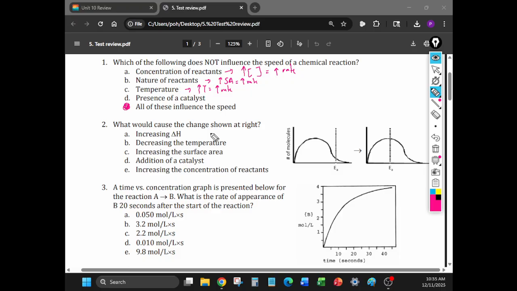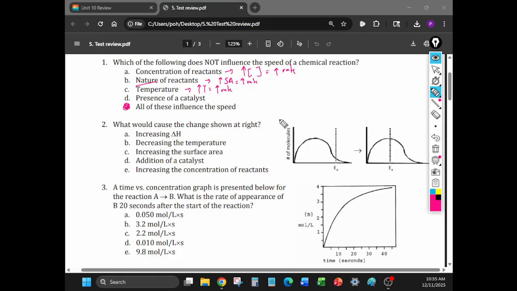So even if you didn't know what one of them meant, like maybe you didn't know what nature of reactants meant, you can see from the other ones that they do influence the rate. And so you would pick E as all the above. Okay. All right, let's go to 2.